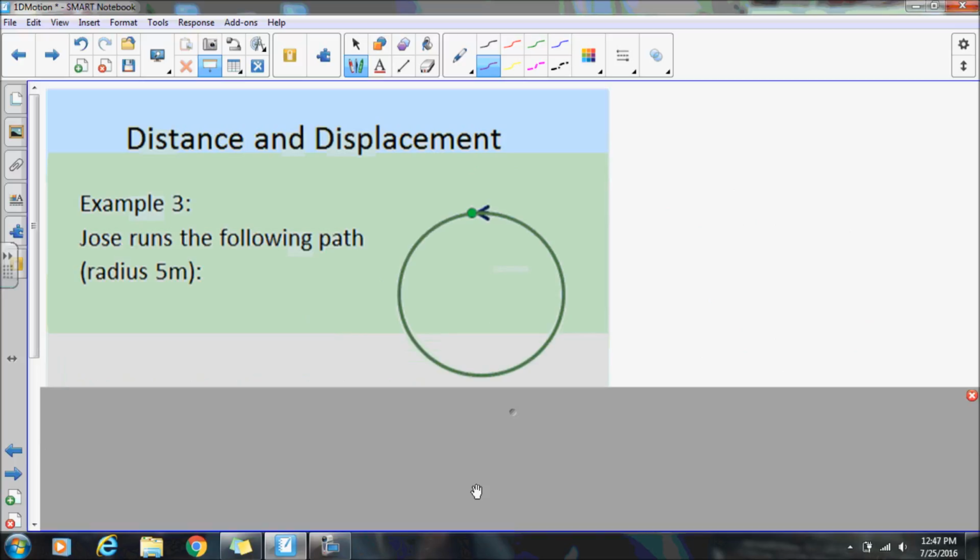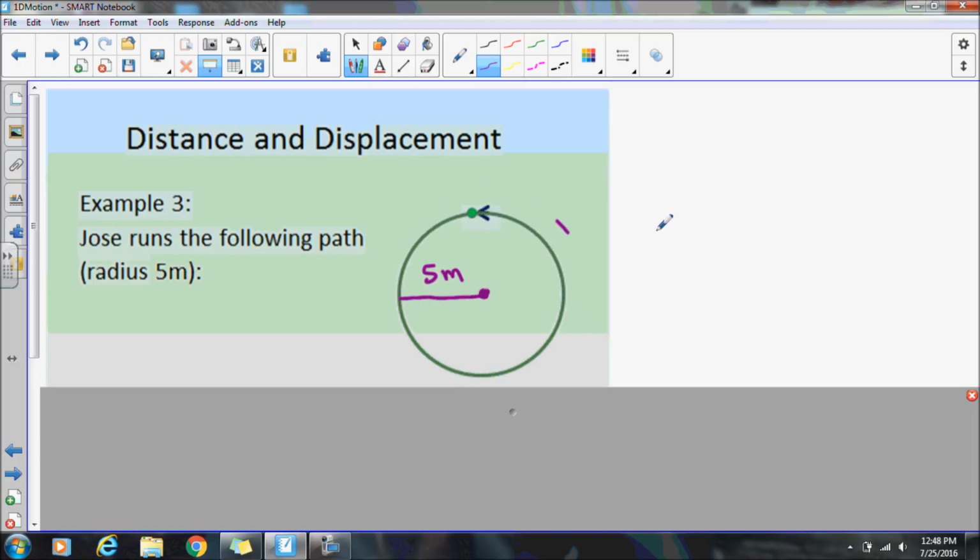All right, now, example 3. Jose is running the following path, which is a perfect circle. And here we know that the radius is 5 meters. I'm going to go ahead and draw that in. There we go. All right, question number 1 is always asking about distance. So what is the distance traveled? He starts here and he runs in a perfect circle and comes back to the same spot. Well, this total distance covered, the total length covered, is the circumference of the circle.